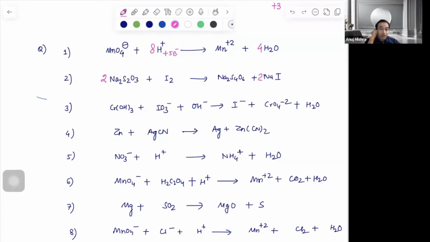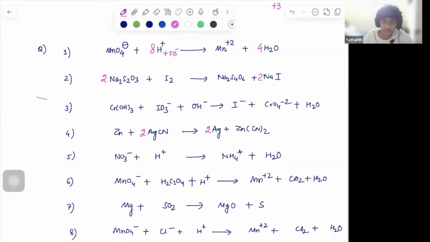The third question is slightly complicated, so I'll come to the third question after a while. Come to the fourth question first. Fourth, how many got the answer? Very good. Yatharth, can you answer please? Sir, it's zinc plus 2 AgCN gives 2 Ag plus Zn(CN) whole twice. Very good. Just a straightforward question. You have to see that atoms are balanced and everything is fine. The fourth is also not very complicated.